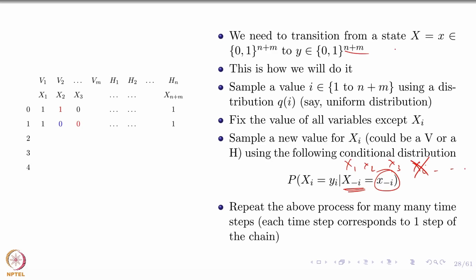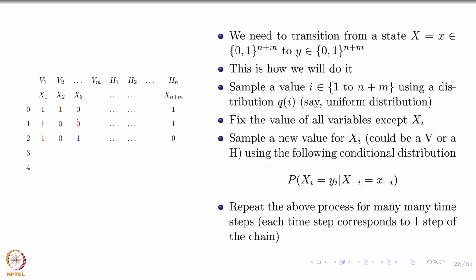Now repeat the above process for many time steps. So what does it mean to repeat the above process? Again, now I am at time step 1. Again, I am going to pick up one of these random variables. Say I picked up the random variable 3. I am going to set the value of all the other random variables as it is. I am not going to change that. And for this random variable, I am going to decide whether to change its value or not given the rest of the configuration. Is that fine? And I just keep repeating this.